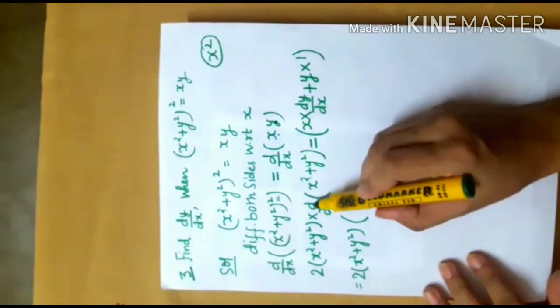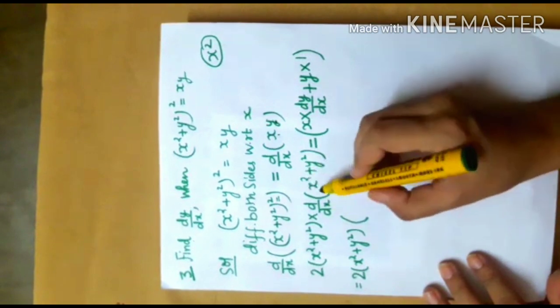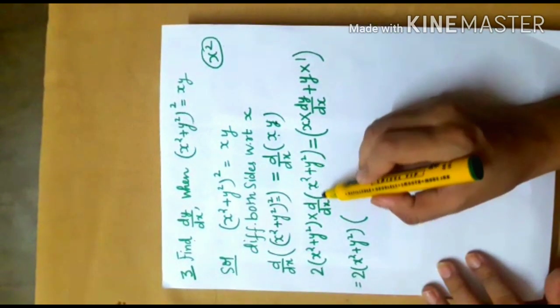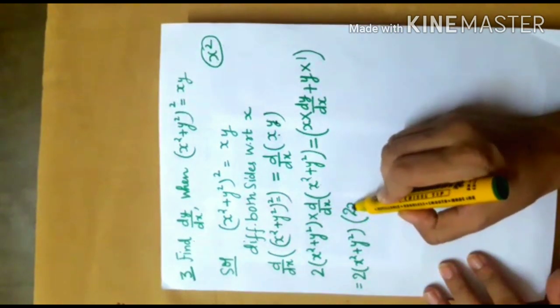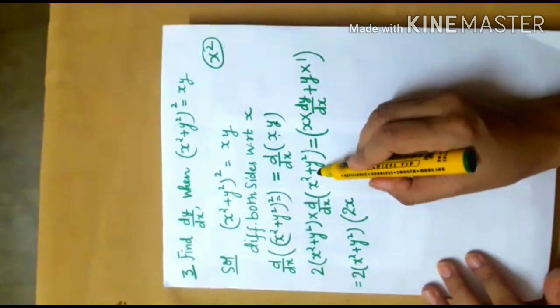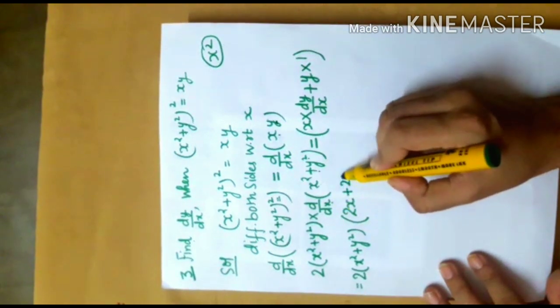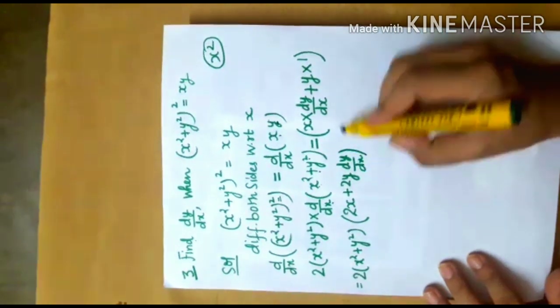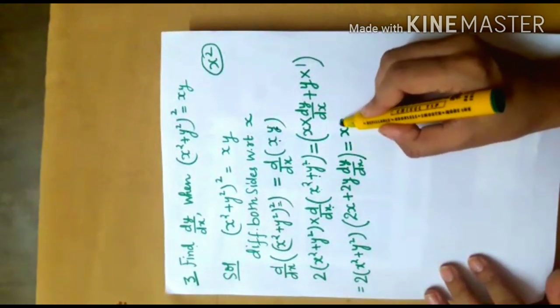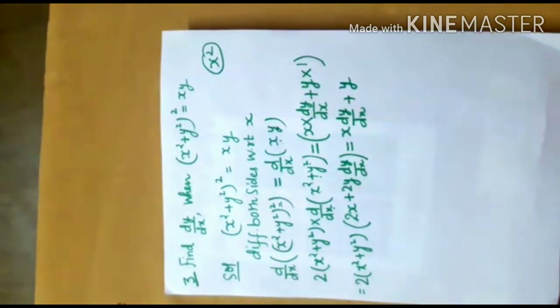Now here, derivative of x square plus y square with respect to x. So the derivative of x square with respect to x is 2x. Derivative of y square with respect to x will be 2y into dy by dx. This is equal to x dy by dx plus y.